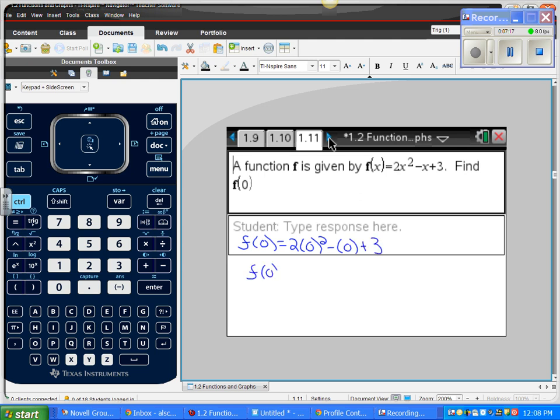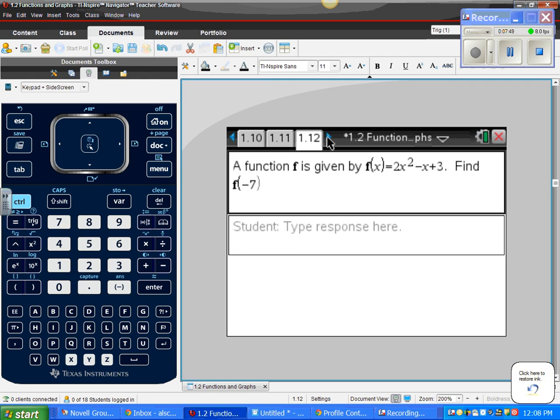Order of operations tells us we should start with exponents first. 0 squared is 0. Then multiplication. 2 times 0 is 0. And then addition. 0 minus 0 is 0, plus 3 is 3. Hopefully this should be no problem at all for you guys. Next page.